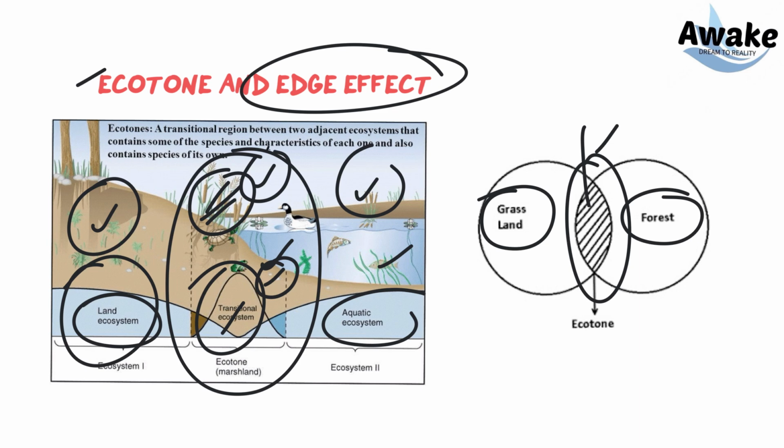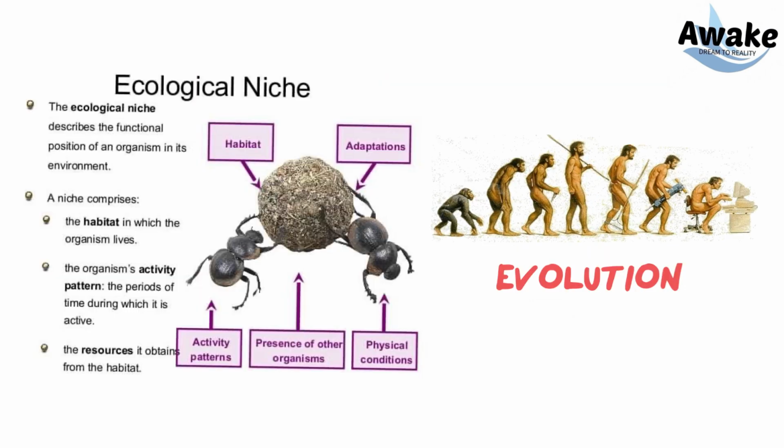Because of this, we have a larger population of a particular species. This shows the edge effect, also edge species presence. And ecological niche talks about the unique functional role of an organism. You can see here it describes the functional position of an organism in its environment.